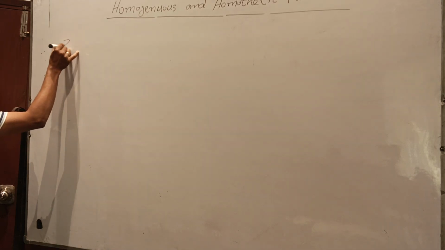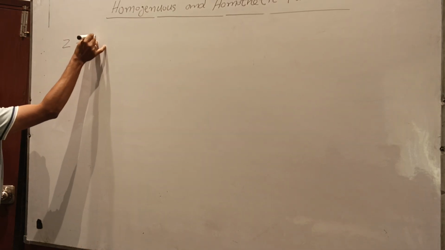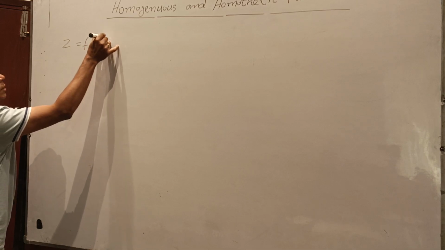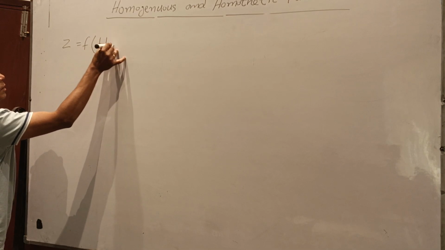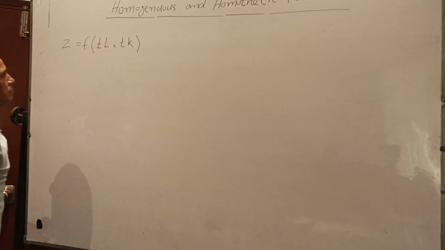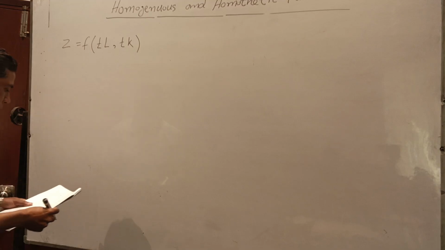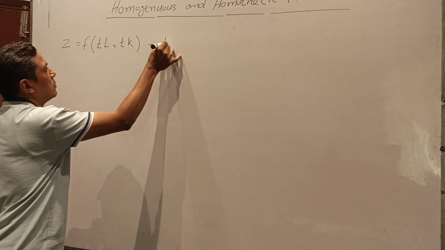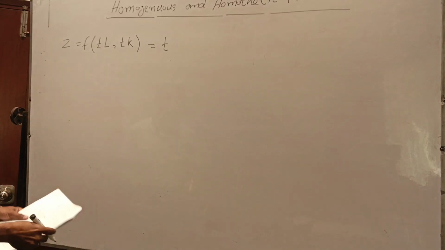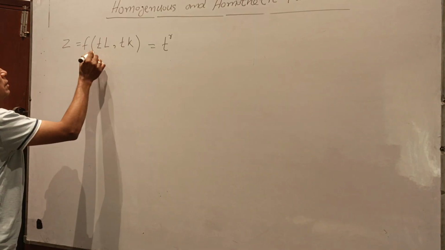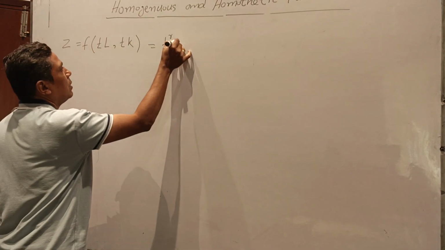So let's say Z equals alpha T L and T K. So L and K is labor and capital.